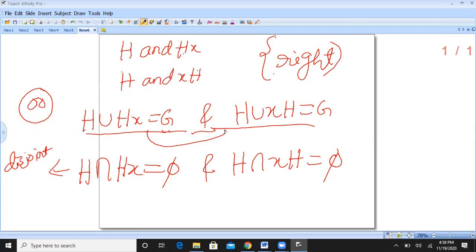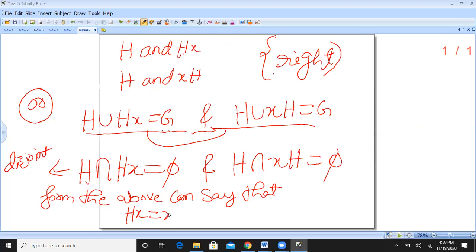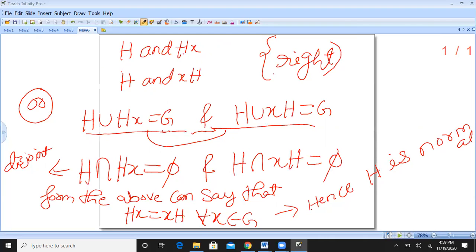From the above we can say that Hx is equal to xH for all x belonging to G. Hence H is normal in G. This is how we prove this.